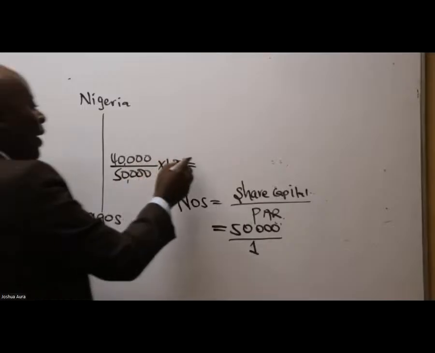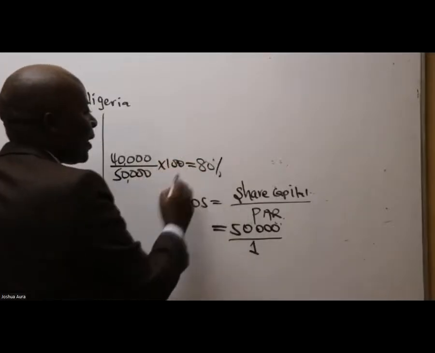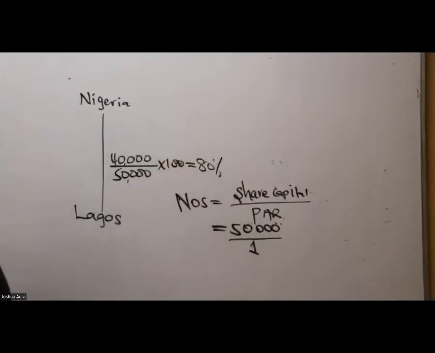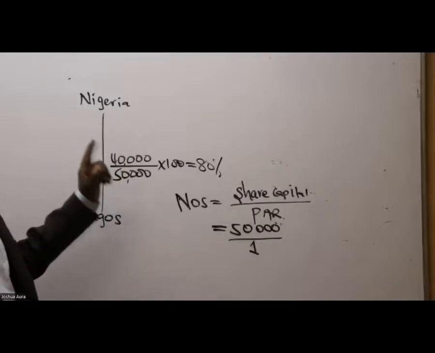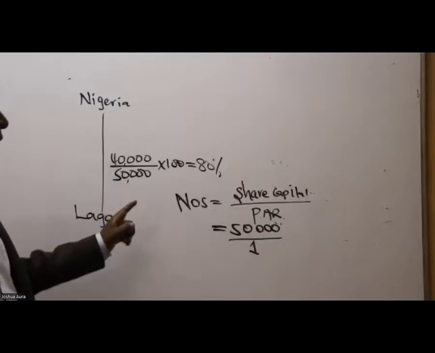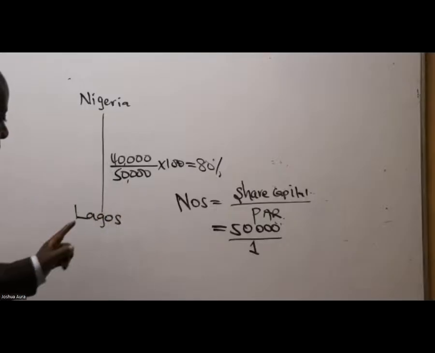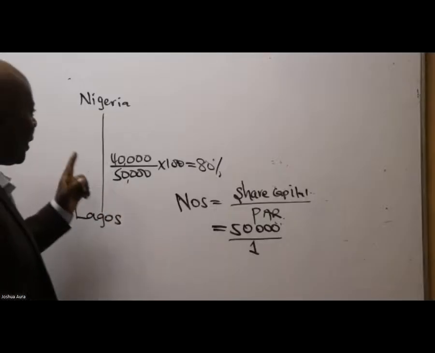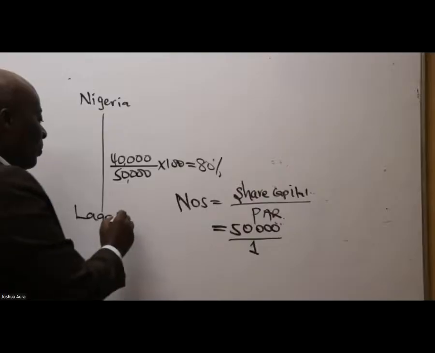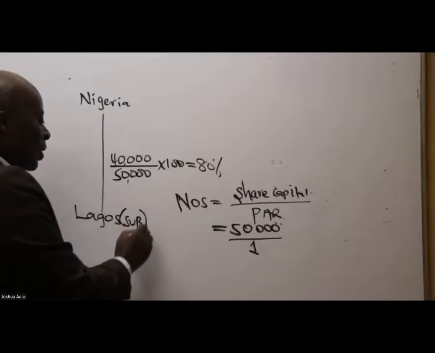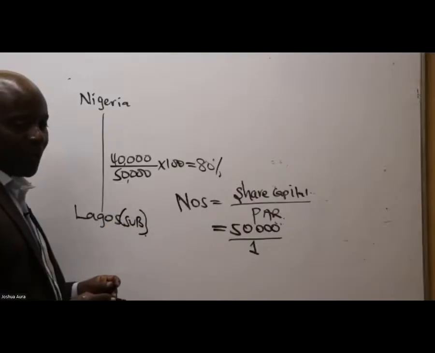So what do you think of 80%? Don't you think 80% is way too high? Automatically, that means control. It means that Nigeria is controlling Lagos, which automatically becomes our subsidiary.